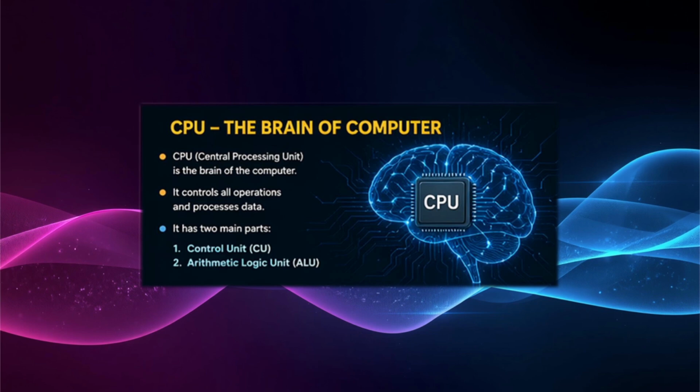Next comes the CPU. The CPU is called the brain of the computer. It controls all operations. It has two main parts, the CU and ALU. CU stands for control unit and ALU stands for arithmetic logic unit. The control unit directs operations and the ALU performs calculations. So every task you do on a computer passes through the CPU.